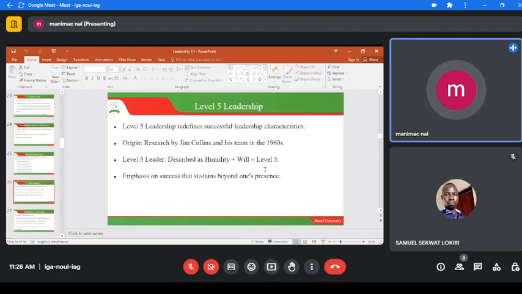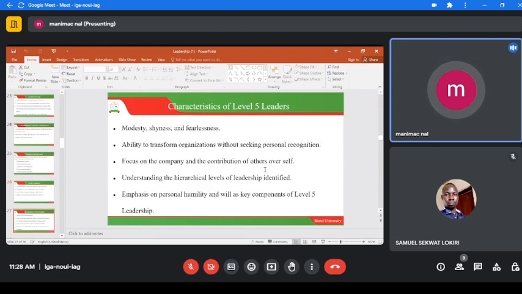Humility also focuses on success that sustains beyond one's presence. Furthermore, we need to look at modesty, shyness, and fearlessness: the ability to transform the organization without seeking personal recognition. Some individuals in the working environment need to be recognized, saying everything I do, I want to be recognized. But Collins and his colleagues are not looking at that. Another characteristic is that you focus on the company and the contribution of others over self. You don't look at yourself, but you focus on what you are going to contribute to other individuals.